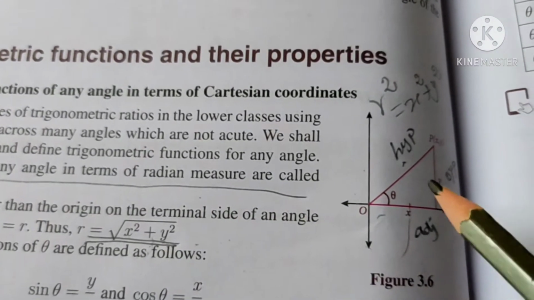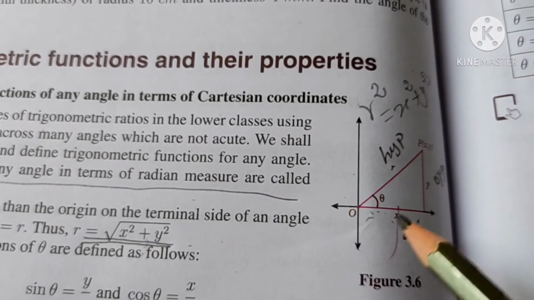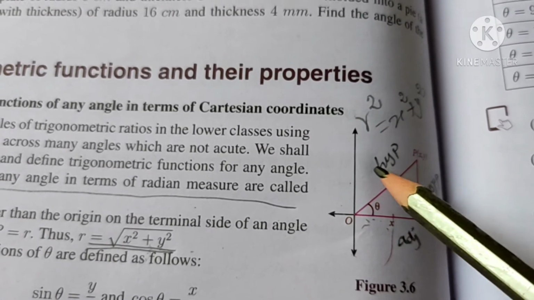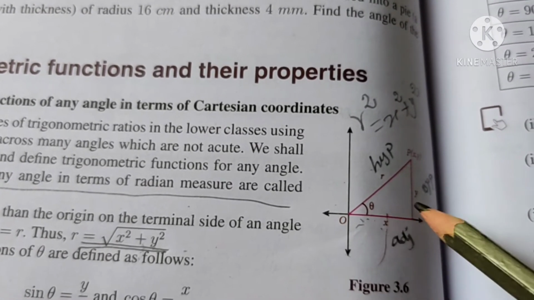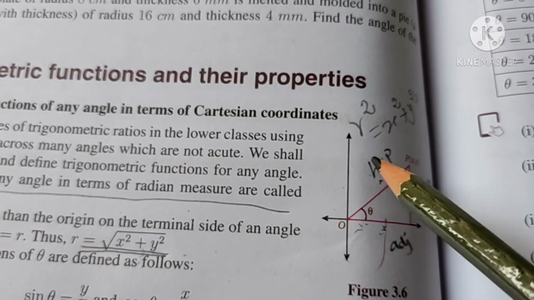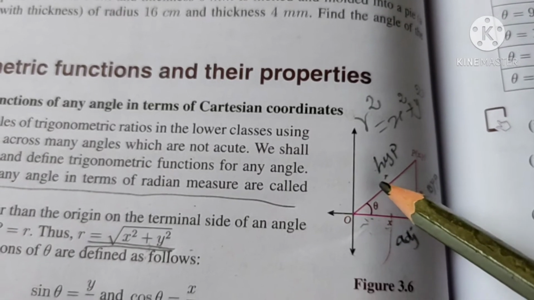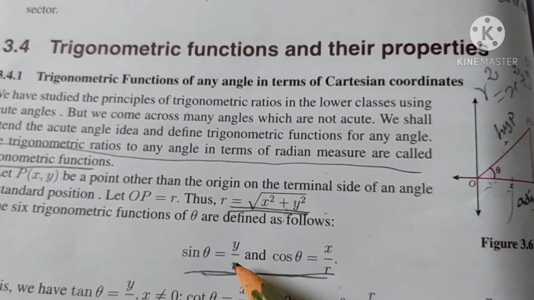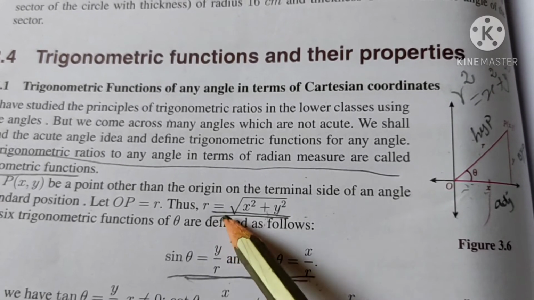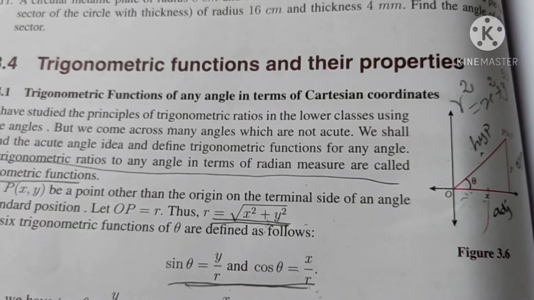Okay. Then using this same figure, find sin theta and cos theta values. Sin theta is opposite side by hypotenuse, so sin theta is equal to y by r. And cos theta is adjacent side by hypotenuse. Adjacent side is x, so x by r. So sin theta is equal to y by r and cos theta is equal to x by r, and the formula for the radius is square root of x square plus y square.